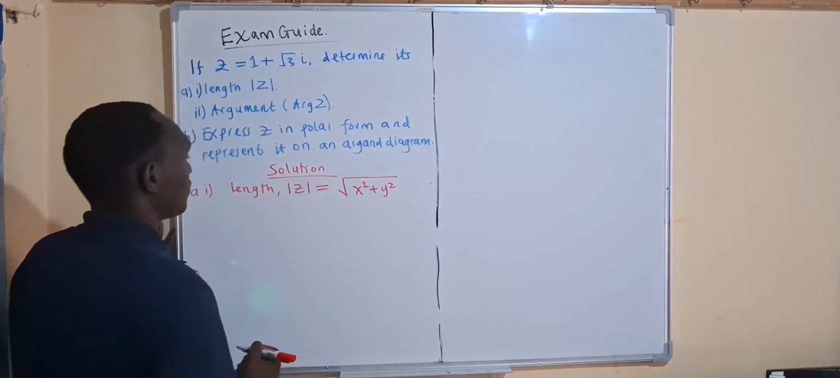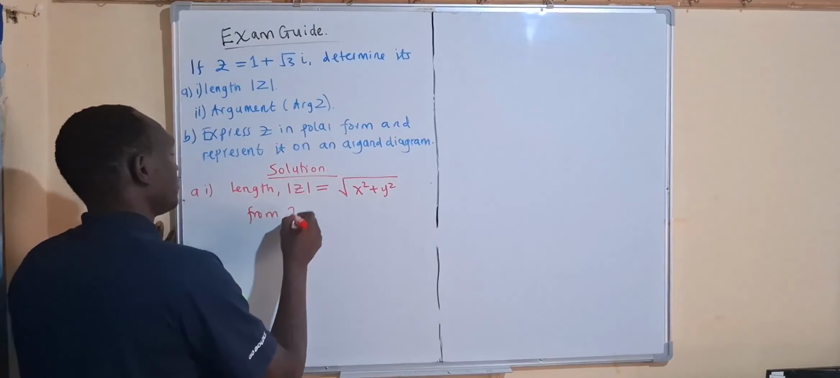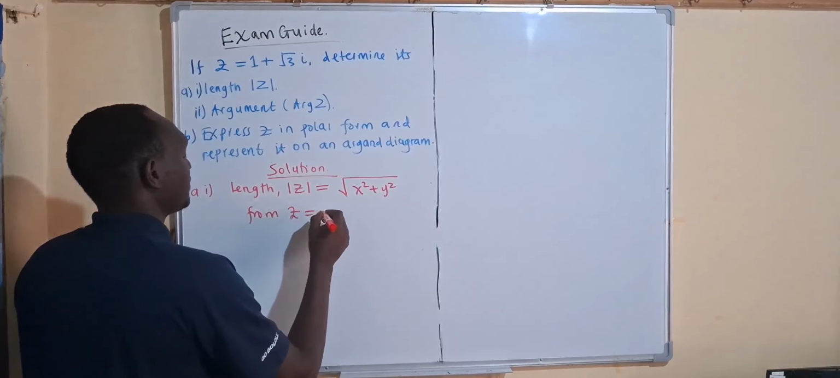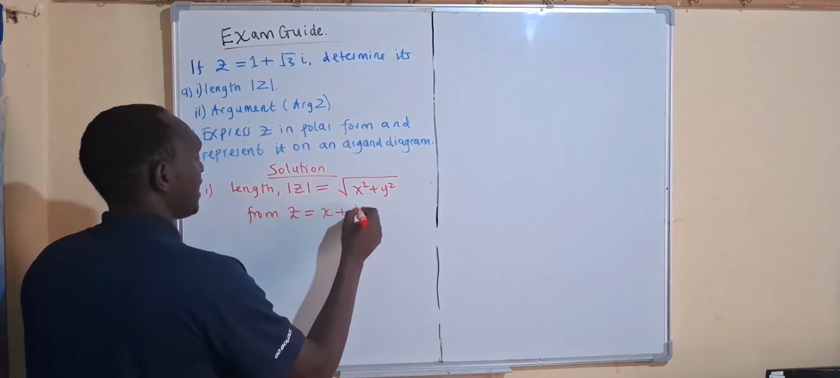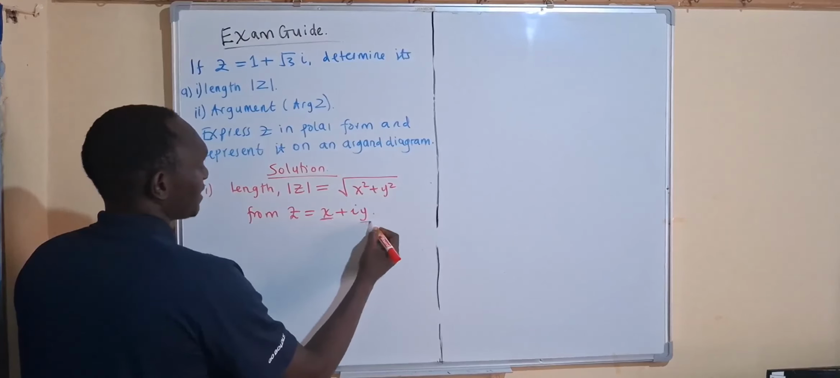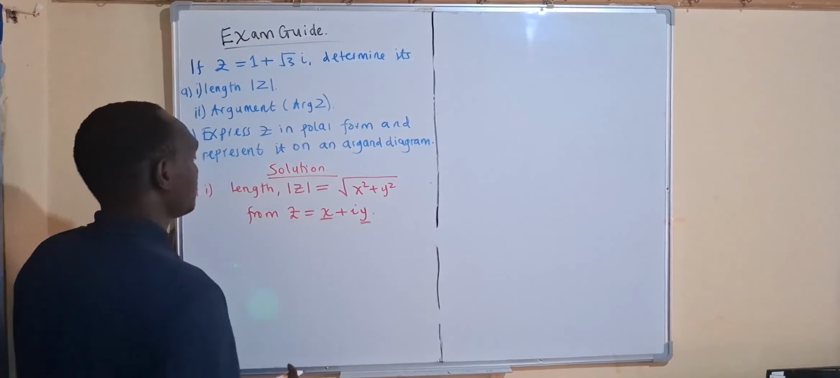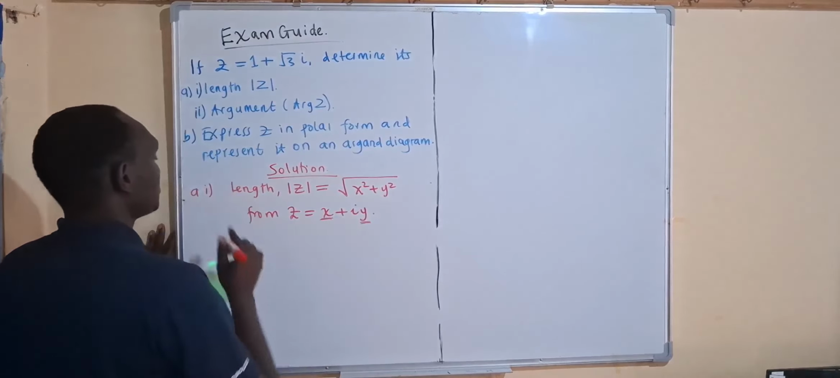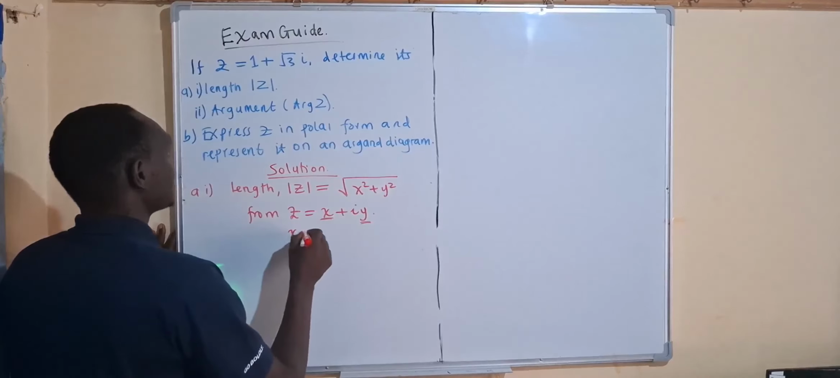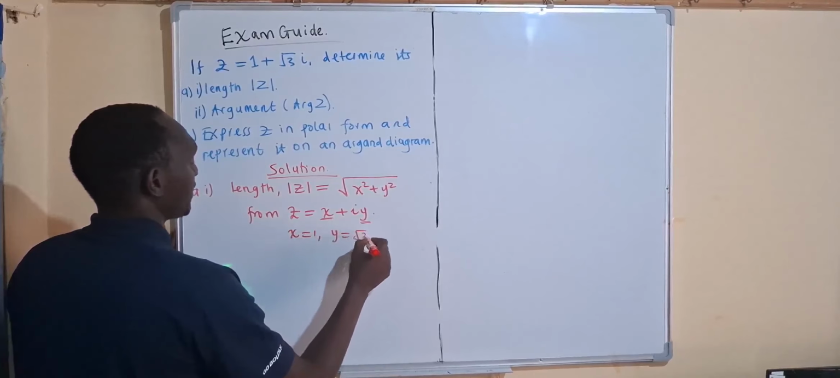And what is x and y? We know that from complex numbers, it is given by x plus i y. So the real part is going to be x and the imaginary coefficient of i is going to be y. On substituting there, we shall see that x is 1 and y is root of 3.